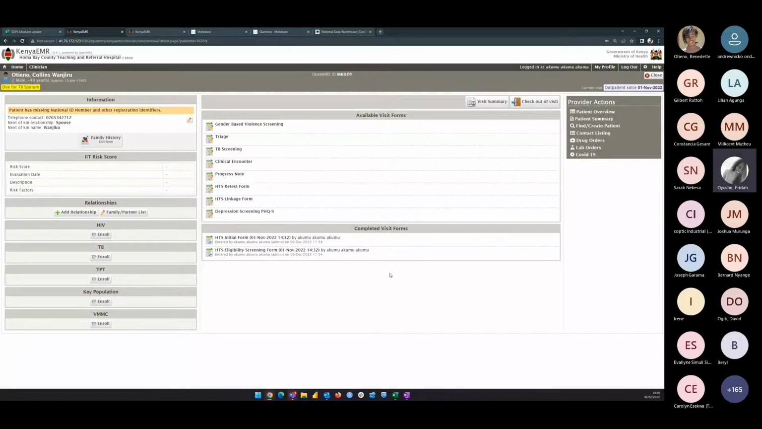So maybe just a comment as we elicit for questions. The same thing applies in the HTS retest form. You'll also be able to see the risk scores, the prediction scores, for the client once they reach the CCC when they're being retested again. Once you fill the form, then you'll be able to see whether the client is still at high risk or not. So the same is also there in the HTS retest form.